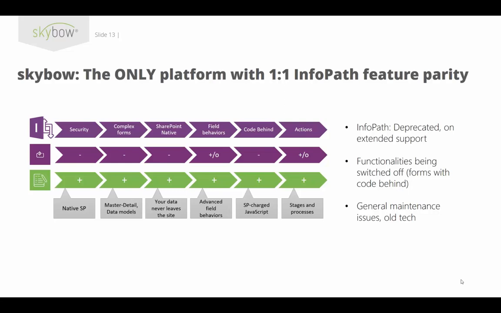Why is InfoPath so important? Because InfoPath is deprecated by Microsoft. There is no development currently, and there is no development plan. They just put InfoPath on extended support because there is no equivalent from Microsoft as a company to replace InfoPath. Power Apps are there, but they have a slightly different target and a slightly different audience. They don't even try to cover one-to-one feature parity with InfoPath. You have Power Apps here in the middle line. Because there is no equivalent replacement from Microsoft, Microsoft has put InfoPath on prolonged support.